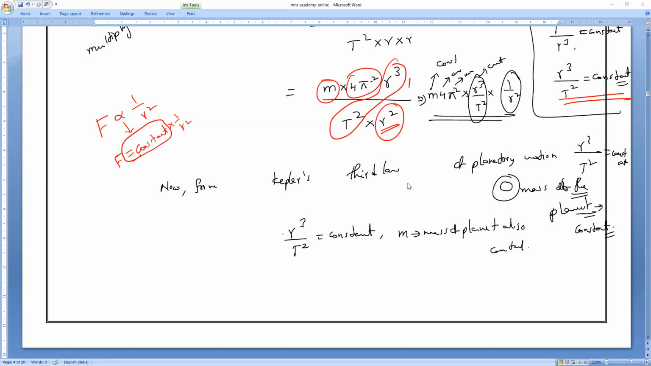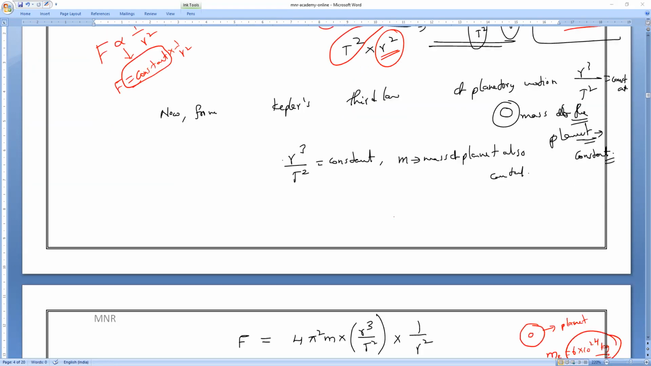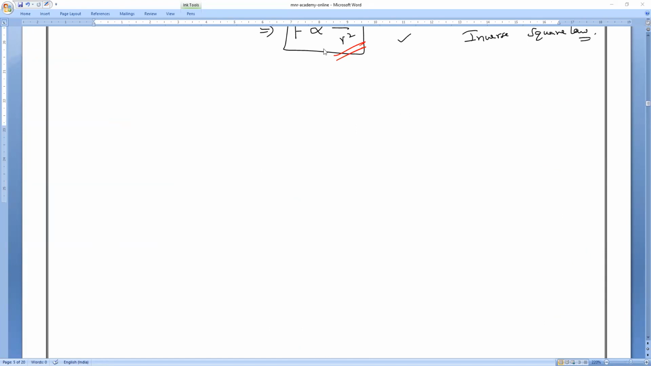Okay, guys, all of you. We have solved many sums in yesterday's class also. Now we will solve one more sum related to this. All of you write the sum. Calculate the gravitational force of attraction.